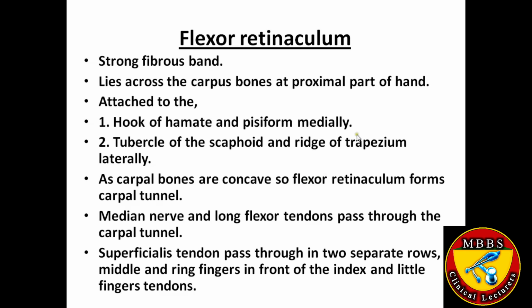So it acts as a handcuff, or a wristband around the anterior aspect of the forearm, keeping the tendons in place while allowing mobility within the anterior compartment. The median nerve and the long flexor tendons pass through the tunnel formed by the flexor retinaculum. The tendons of the flexor digitorum superficialis arrange themselves into two separate rows, superficial and deep. The superficial row contains the middle and the ring finger, while the deep row contains the tendons of the index and the little finger.